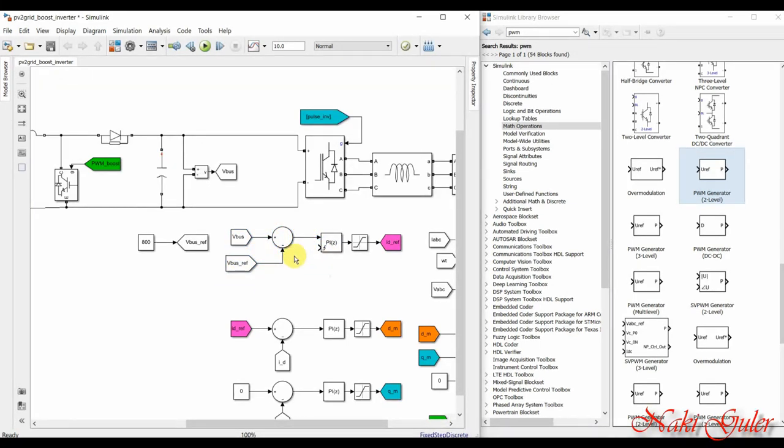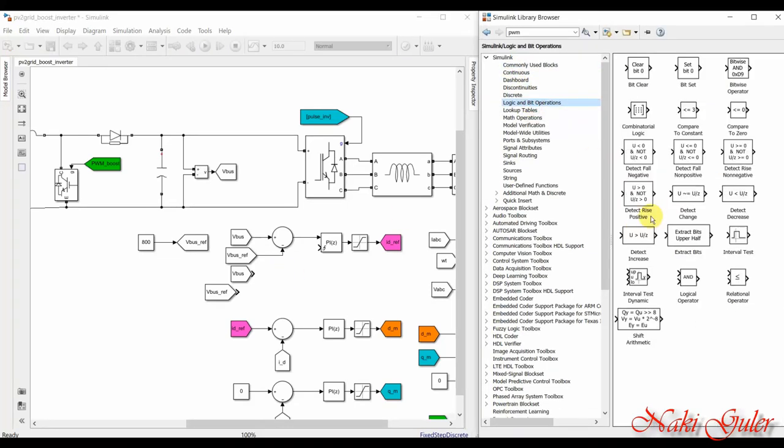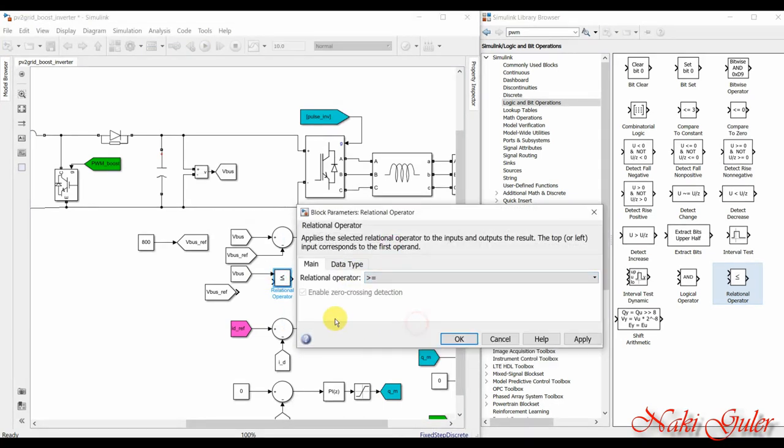Okay, we should define a condition to reset the PI controller. First I want to put all the blocks, and then I want to explain this part. We should consider the VBUS voltage and also its reference. We should compare them, and okay, it is comparators.